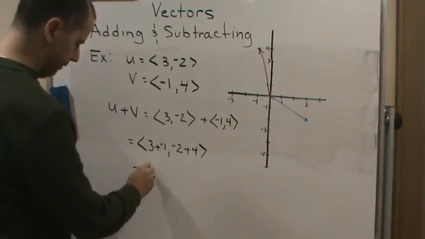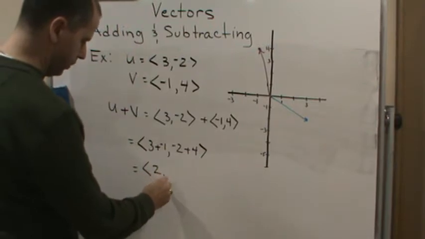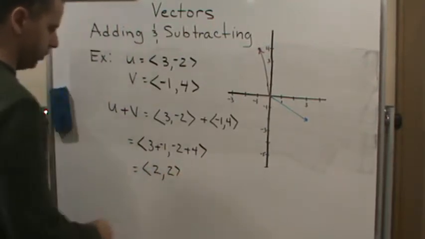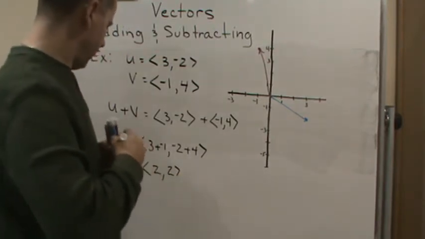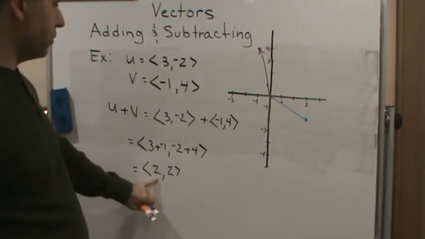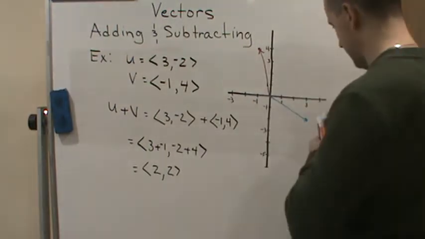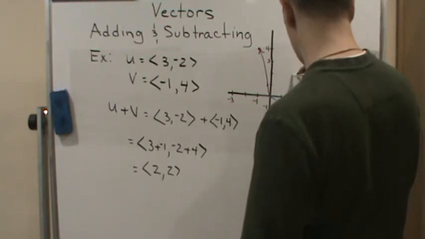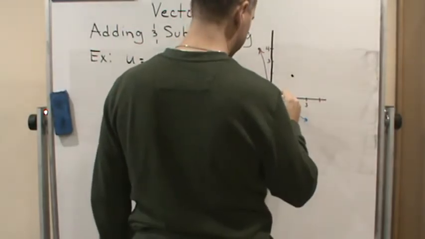And then we would have what? We would get 2, comma, 2. And so that would result in a resultant vector that ends at 2 comma 2, which would be located here. So 2 comma 2, which would be right about there.